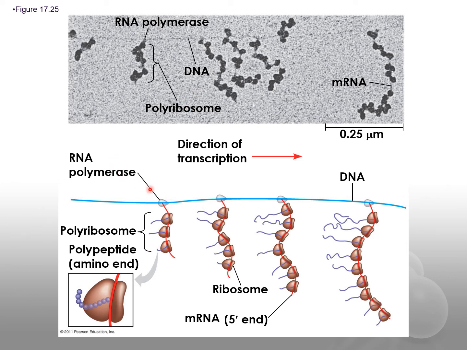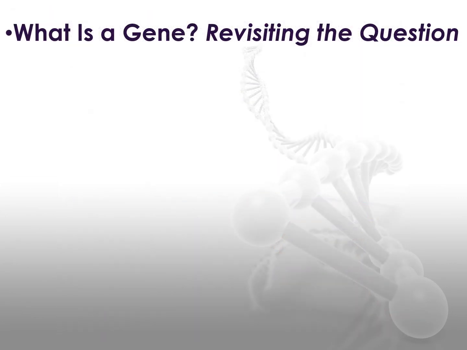We see RNA polymerase scanning along the DNA to produce the messenger RNA, which is in red, and you can see the ribosomes attached to the messenger RNA, and then the proteins emerging from each of the ribosomes. Okay, so quite interesting how prokaryotes are relatively efficient.